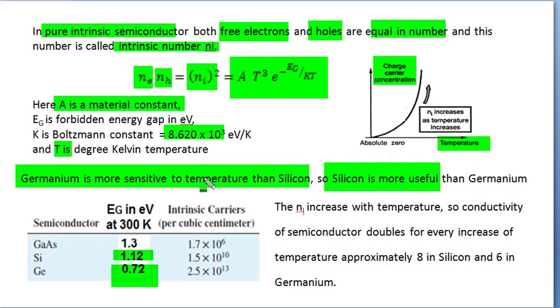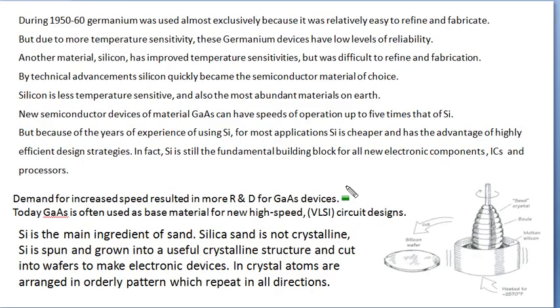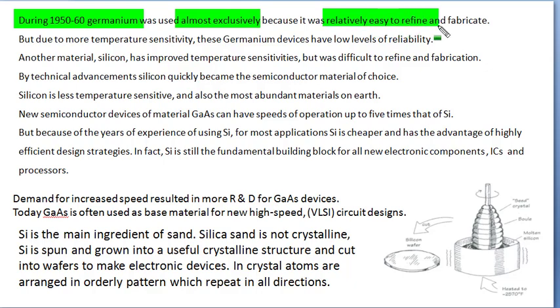Now when we increase temperature, this intrinsic number increases, so the conductivity of the semiconductor also increases, and it is found that the number will double for every increase of approximately 8 degrees Celsius in silicon and 6 degrees Celsius in germanium. Let's make an interesting comparison between three common semiconductor materials. In the beginning of electronics, during the 50s and 60s of the last century, germanium was the most exclusively used semiconductor material because silicon was very difficult to refine at that time, and germanium was relatively easy to refine, easily available, and could be easily fabricated.